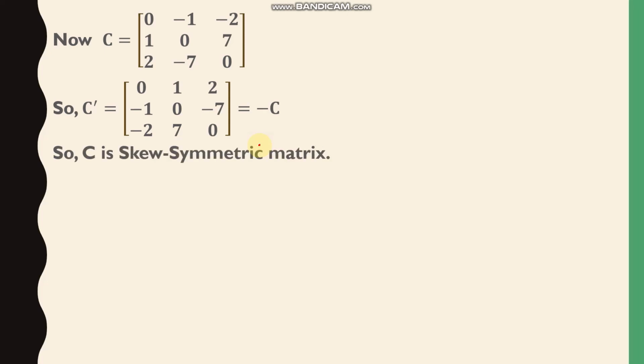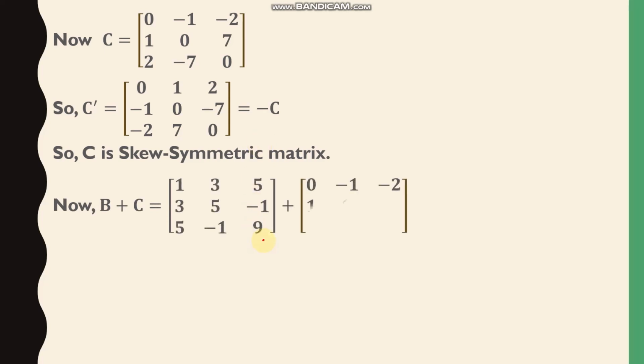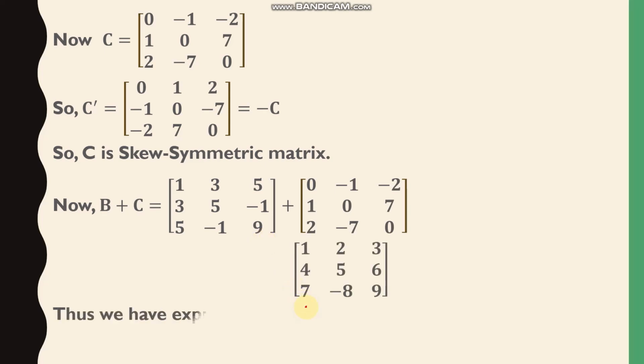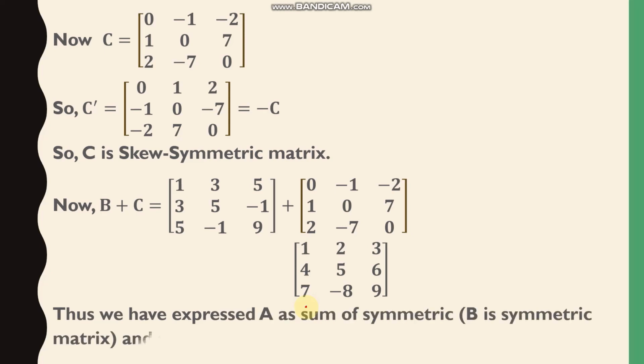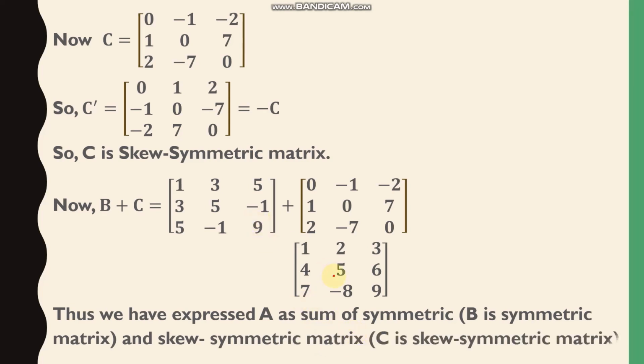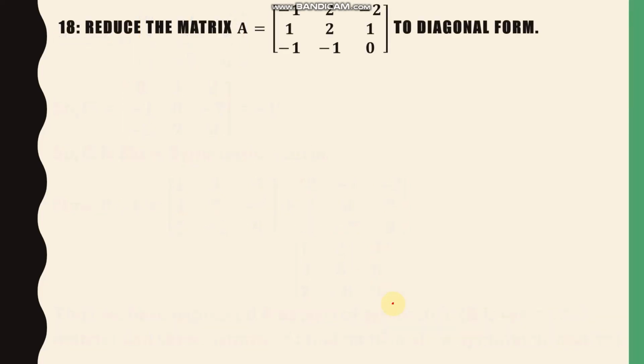Now the last step, just add B and C. When you add B and C, the matrix that comes after addition will be equal to A. So hence we have expressed A as a sum of a symmetric and a skew symmetric matrix. You can see this is A, right? We have expressed A as the sum of B and C, where B is symmetric and C is skew symmetric. This completes this question. Now next question.